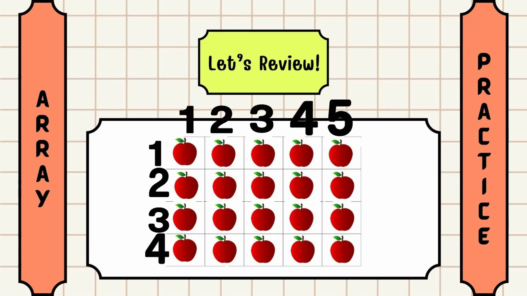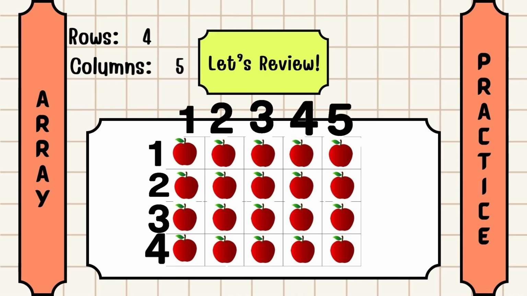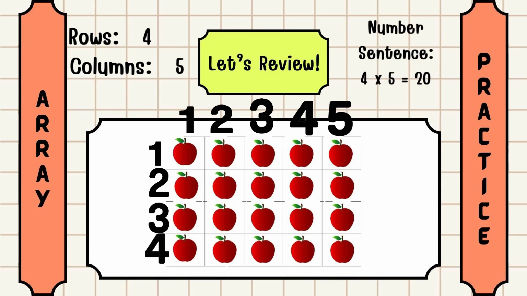Let's use this information to create the multiplication sentence. How many rows do we have? 4. How many columns? 5. Now, let's write our number sentence. 4 times 5. Great! You're becoming an array expert! Now, what is 4 times 5? 20. Our array model shows 20 apples. Awesome! Let's put it to the test.